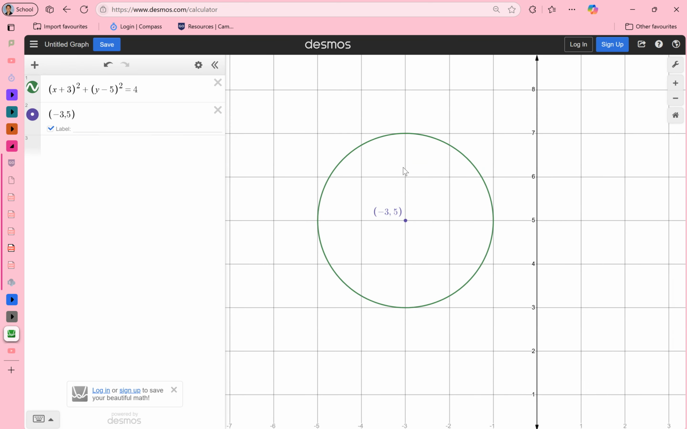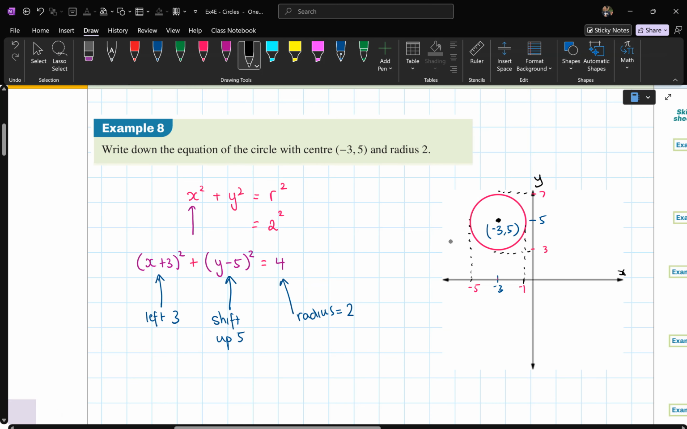So from here to here, that's 2 units, 2 units, 2 units, 2 units down. Okay, that's how you do example 8.